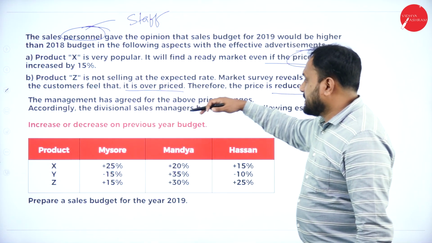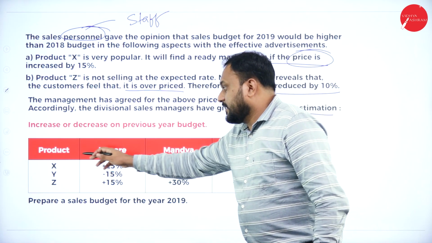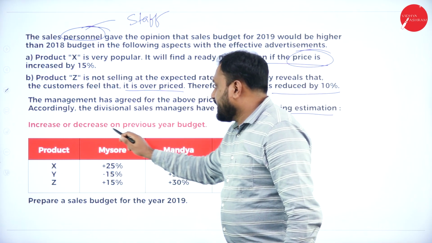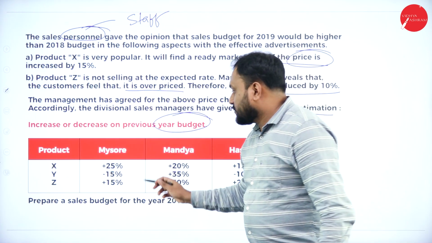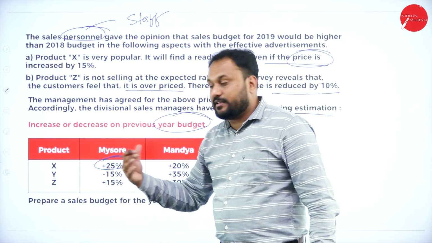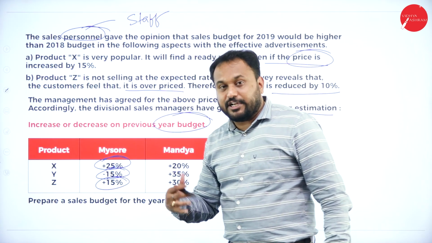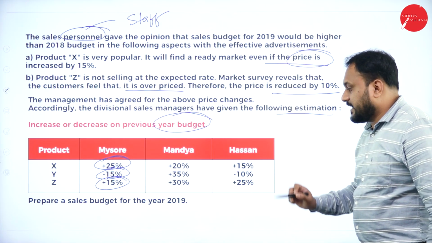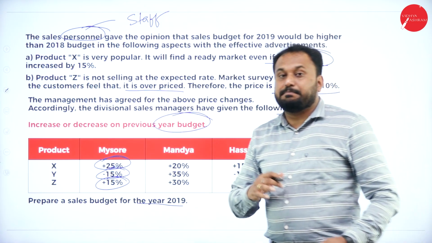Accordingly, the divisional sales managers have given the following estimation. This is all in units. You need to increase or decrease on the previous year budget. Previous year budget means 2018. So this is 25%, you need to increase. Minus 15 means you need to decrease. Plus 15 means you need to increase. Increase, increase, increase, increase, decrease, increase. That is how you will prepare the 2019 budget.